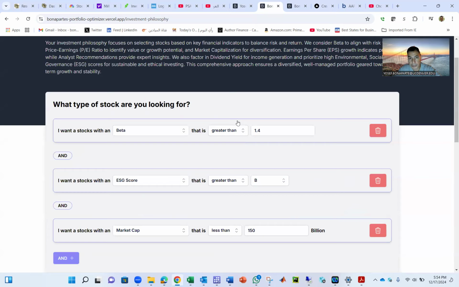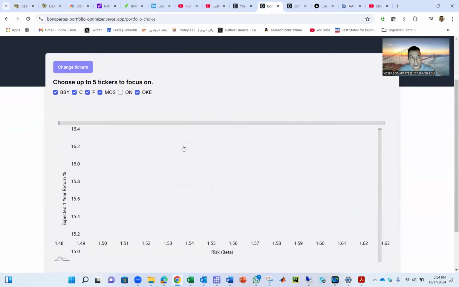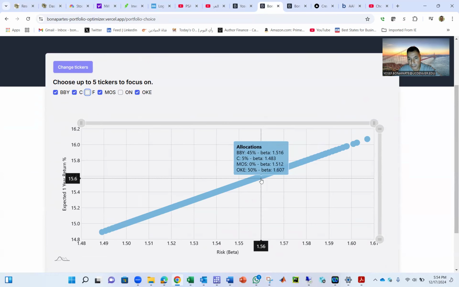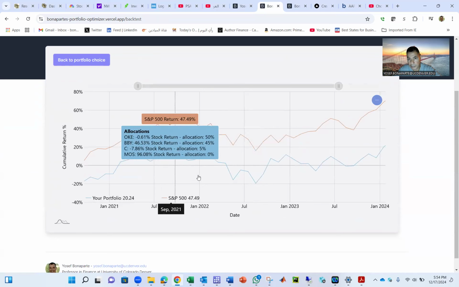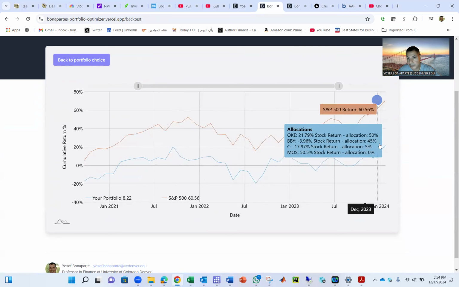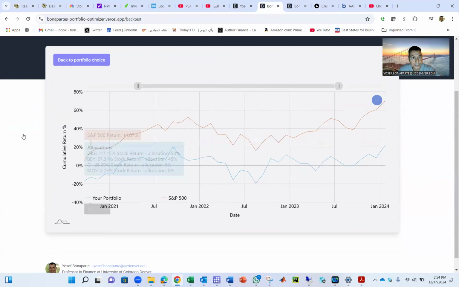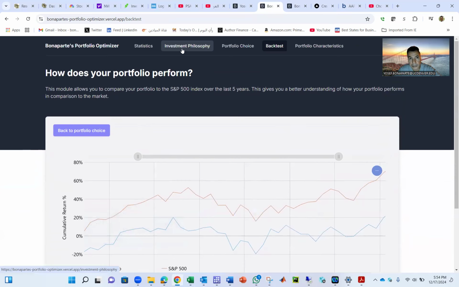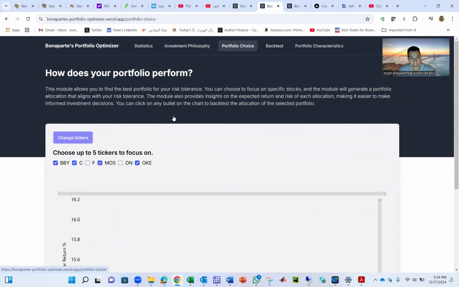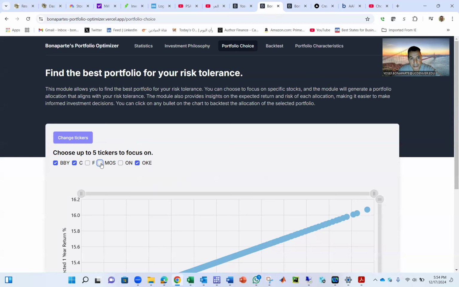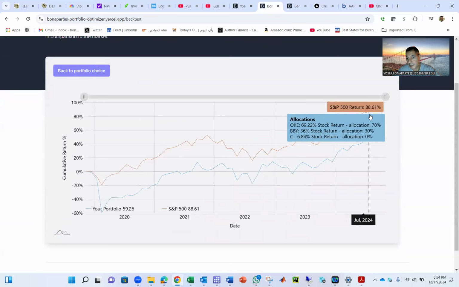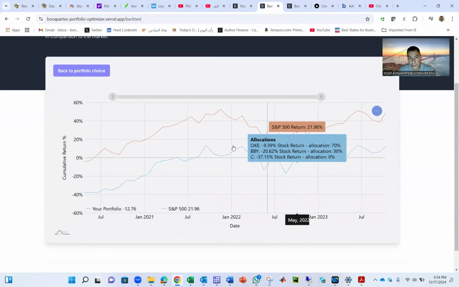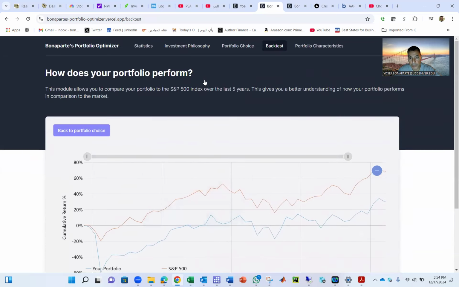You can change your philosophy here. Or you can go back here and say, you know what, I don't want Ford. I'm going to take Ford off. I'm going to choose this portfolio. And now I'm going to choose this, for example. So here's your portfolio, here's the S&P. Also, the S&P is beating you. You can say, okay, I don't want this company, just this. I'm going to take more risk now. Again, the S&P is beating you. You can choose whatever portfolio you want.